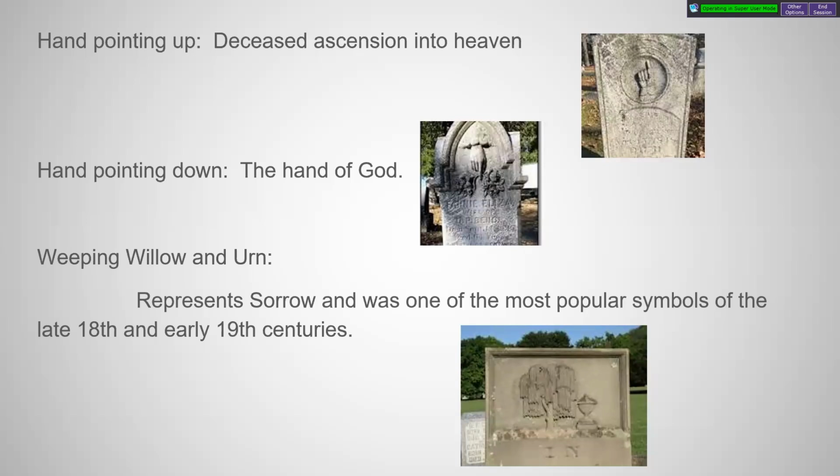All right, a weeping willow is sorrow. That's why it's called a weeping willow. It was one of the most popular symbols of the late 18th, so late 1700s and early 1800s. Okay, walk through and look for willows. You're actually going to be surprised by how many you find.